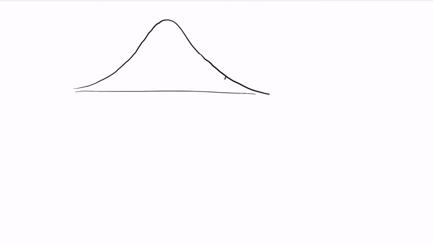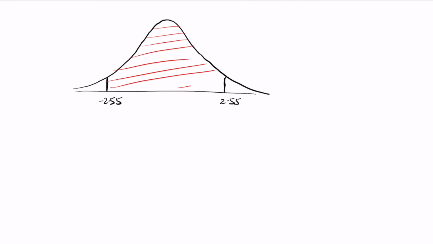So this is the distribution. Let's consider that this value is minus 2.55 and this is 2.55. So they are asking us to find the area of this area. How would you find it from the table? You can write it as P of minus 2.55 less than Z less than 2.55. So how will you find this from the table?